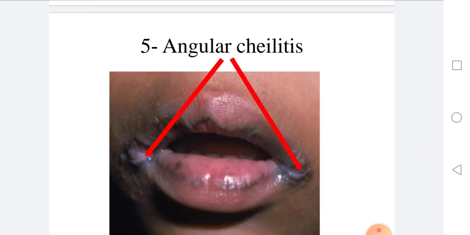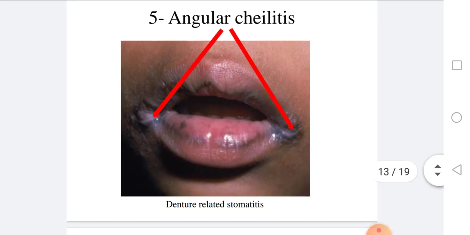Angular cheilitis is also known as denture-related stomatitis. You see here there are fissures at the angles of the mouth, commonly due to ill-fitting denture, and in some cases also of malocclusion between the upper and the lower jaws, and also in people with overhanging upper lips.